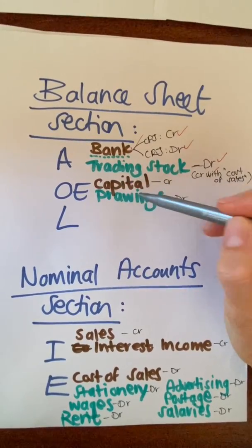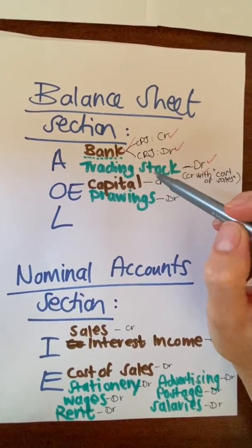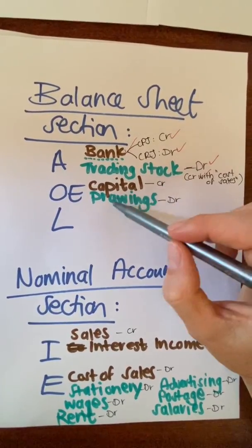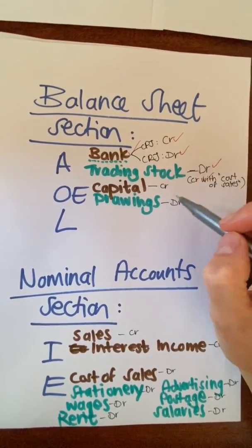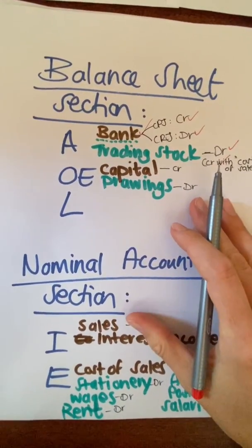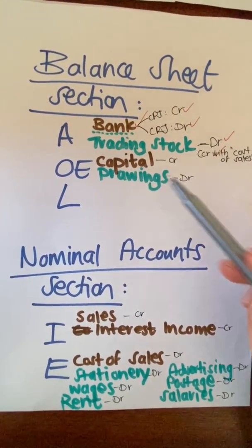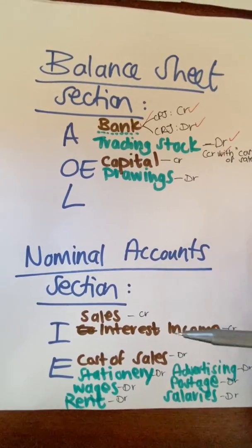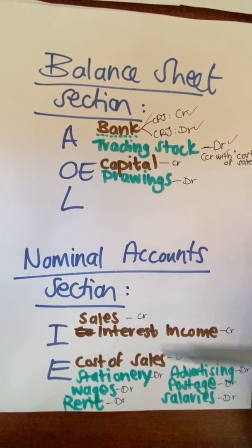You should then go and do your capital account. In your balance sheet section, you must do your transactions on the credit side. Drawings, in your balance sheet section, you're going to do your transactions on the debit side. Let's for now just come down to the nominal account section. I'm not going to do those two with you. You must do those on your own. The nominal account section, let's start with sales, shall we?